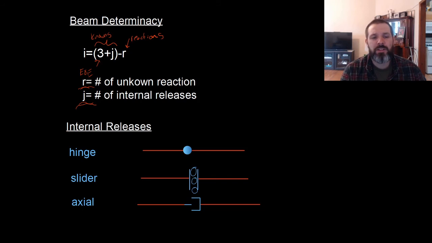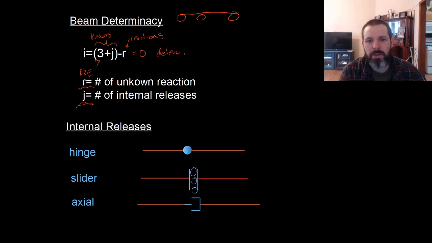Now, this equation has the same pitfalls as any other equation. It doesn't 100% tell you if something is determinate. It could be fooled with a mechanism. So if we had a beam that had 3 rollers, we'd have 3 reaction forces, we'd have no internal releases, and we'd have 3 equations of equilibrium. So we'd have 3 minus 3 is 0, and we'd say, oh, it's determinate. But we've actually created a skateboard with 3 wheels that can roll away. This is unstable.